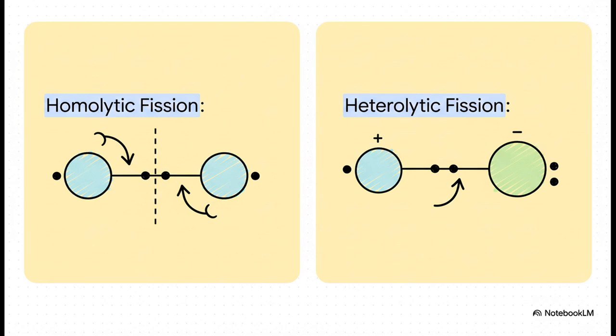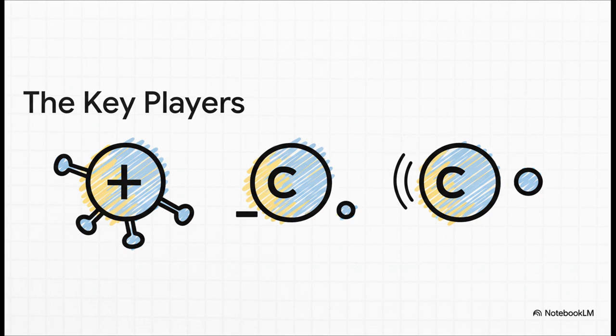Or you can have heterolytic fission, which is an unfair, unsymmetrical split. One atom gets greedy and snags both electrons, leaving the other with nothing. This creates charged particles, positive carbocations and negative carbanions. And right here, these are the key players on the field, the so-called reaction intermediates. They don't stick around for long, but they are the absolute stars of the show.